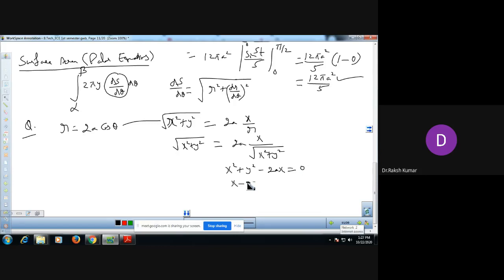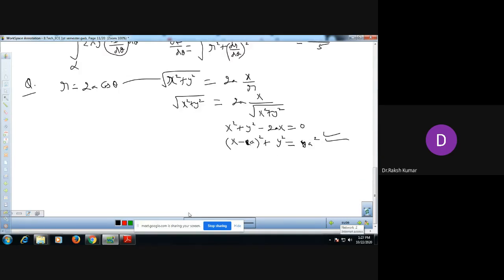So we should have x minus a whole square. It means a square will be subtracted from this. So x minus a whole square plus y square is equal to a square. This will be the equation. I have adjusted this term. Sorry, here should be a square. It should also be a square. So this is the equation of a circle with center (a, 0) and radius a.